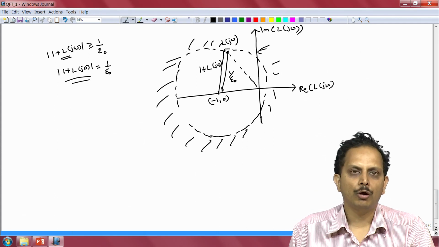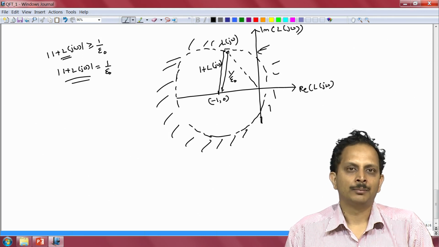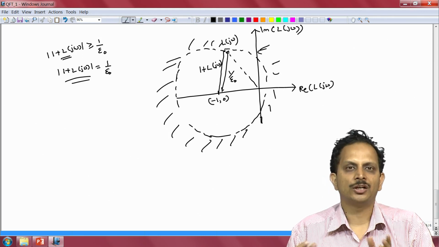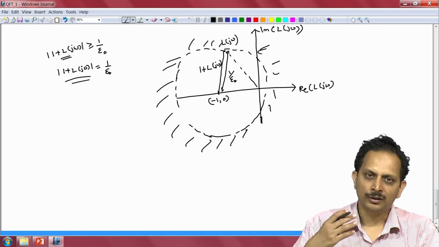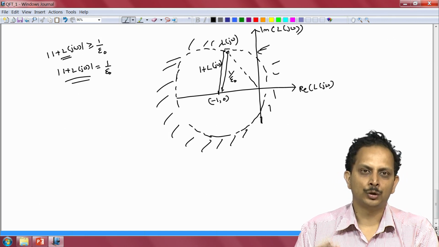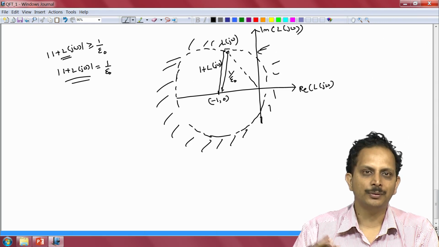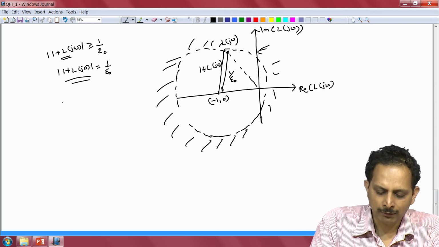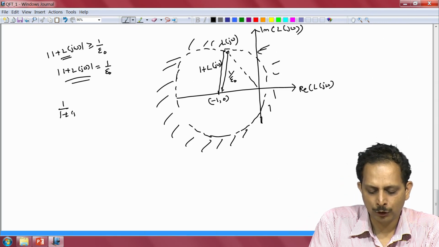The same argument also holds when we are trying to minimize the tracking error to a certain amount epsilon r. Now the transfer function that relates the tracking error to the output, as we discussed in the previous slide, is once again given by 1 plus L of j omega.